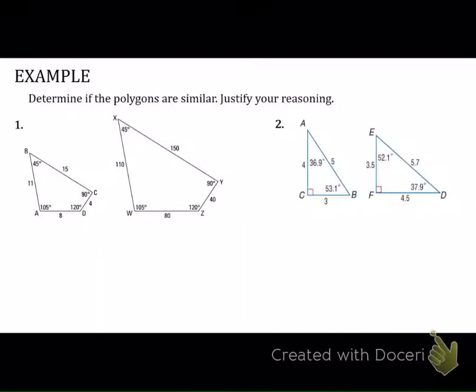All right, so determine if the polygons are similar and justify your reasoning. So the first thing you should check if you're given angles is that the corresponding angles are congruent. So if we look at these angles, do we have angles that are all congruent here? Do we have that? So first thing, corresponding angles are congruent. So that's good.